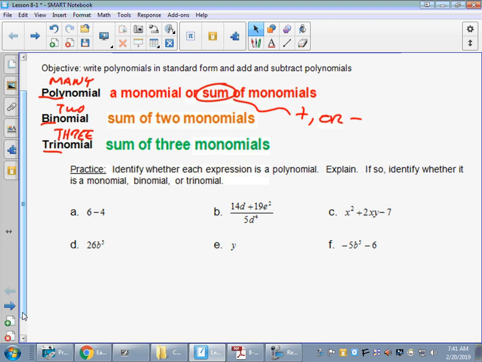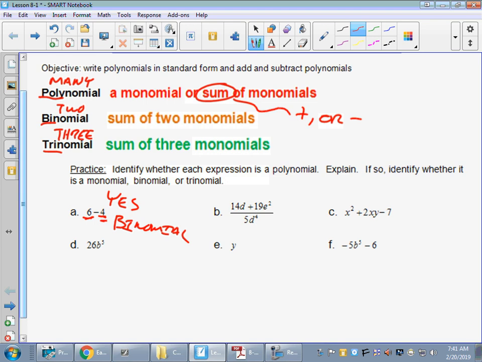Okay, so let's go down here and decide, is it a polynomial? Yes, and then I say what it is, or no. All right, so the first one, 6 minus 4. Well, this is just a simple yes. It's just two terms. There's a subtraction in there, and it's two terms, so it's a binomial. You got one term here, you got your second term here. There you go, two monomials makes a binomial.